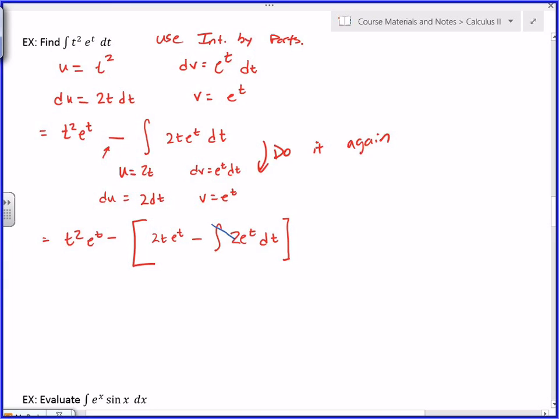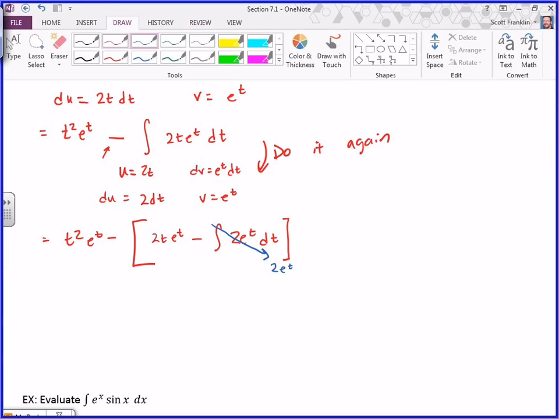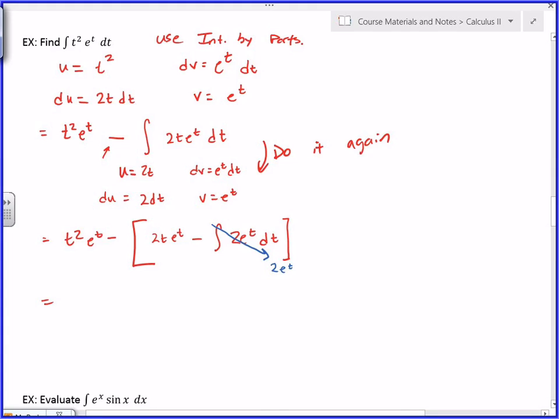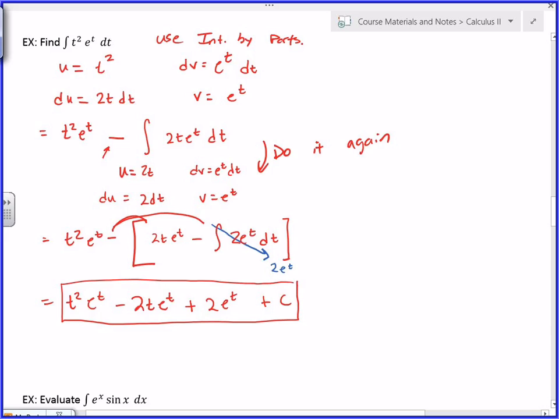Now, you should be able to eyeball this one. What's the integral of 2e to the t? 2e to the t again. It's just itself. So here's what you got. Distribute the minus sign. I've got t squared e to the t minus 2t e to the t, minus a minus makes plus 2e to the t plus c. That's now the function that if you were to take its derivative would give you t squared e to the t.